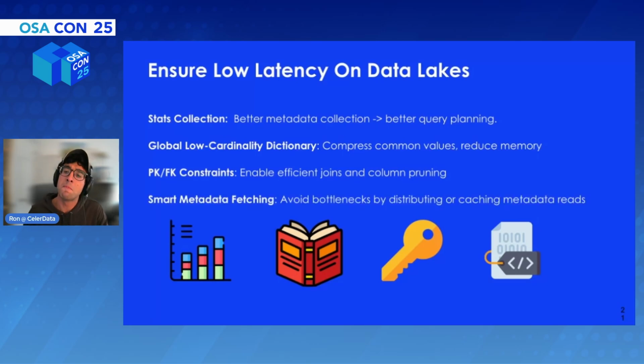And the last one, just being smart with the metadata. So we fetch the metadata from your data lake in a distributed fashion. We also cache a lot of this metadata, so you don't have to go over the network to S3 or whatever your lake backing is, and that allows us to reduce a lot of bottlenecks by distributing and caching metadata within Iceberg and across other open table formats.